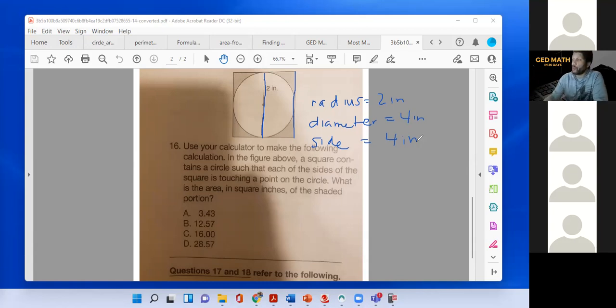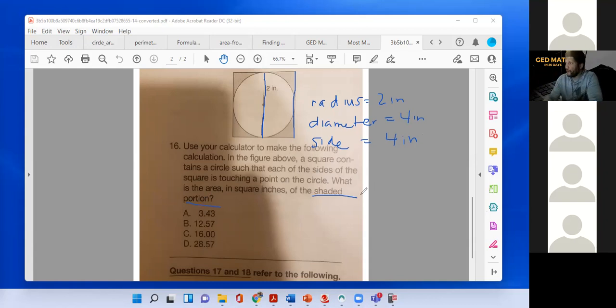Okay, so how do we find that? What's our next step to figure out the area of the shaded portion? How can we find it? Will we times it by 4? Times what by 4? The 4 by 4, or no?